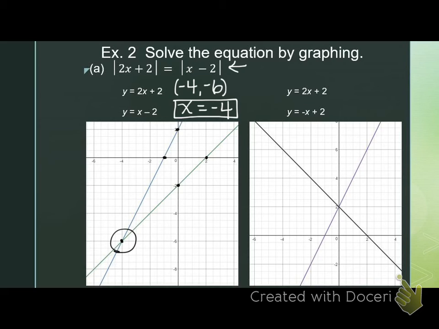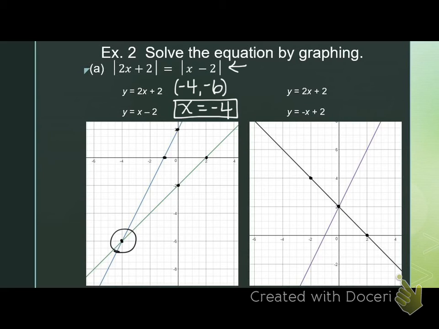Now, the second set of lines. Let's see what you guys did on that. We've got our point of intersection at 0, 2. We've got a point at negative 2, 4 for the black line, and a point at 2, 0. So we can easily plot 3 points.